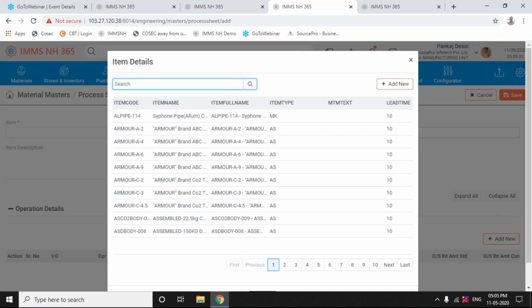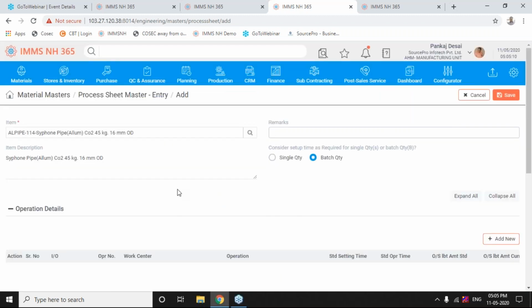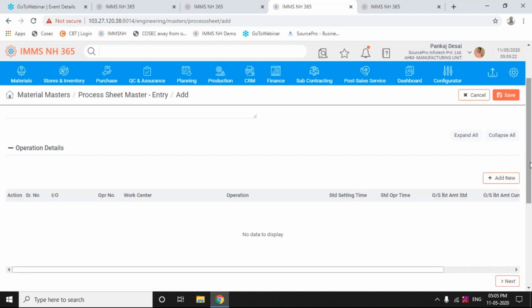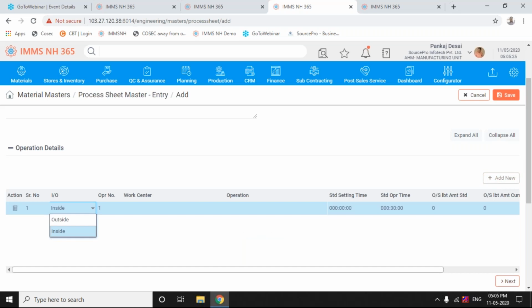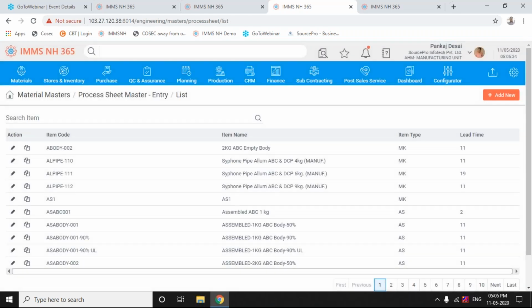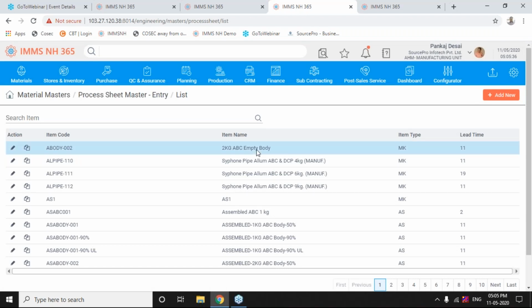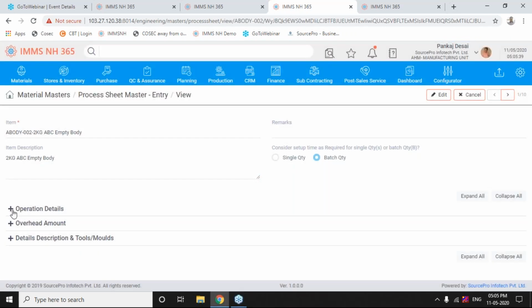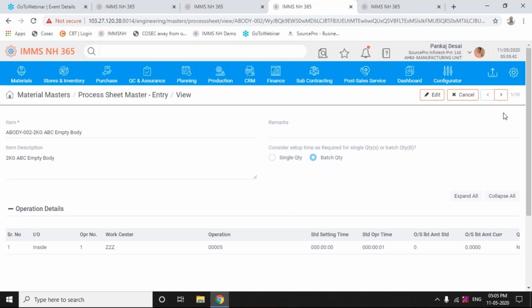Just take any of this, their regular item. Take any item. Is it having multiple operations? Just check. It doesn't have? No. Take some other one. Take the first one, the MK one. Okay, this has only one.